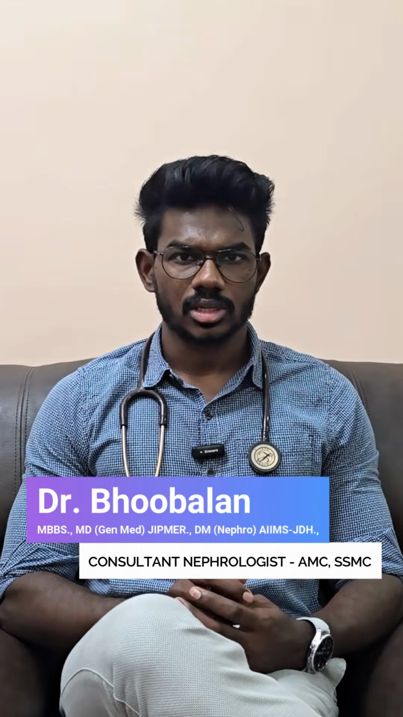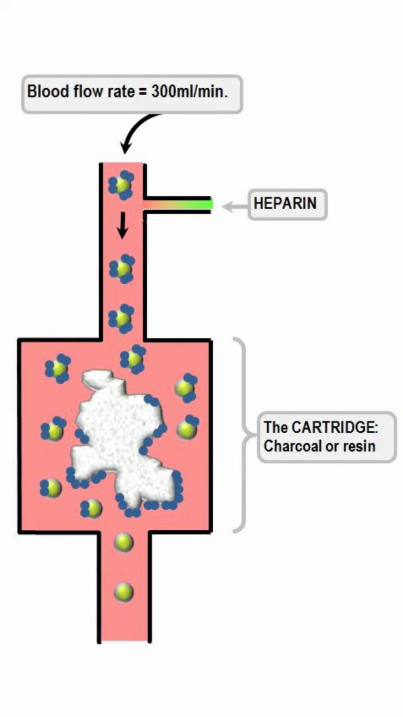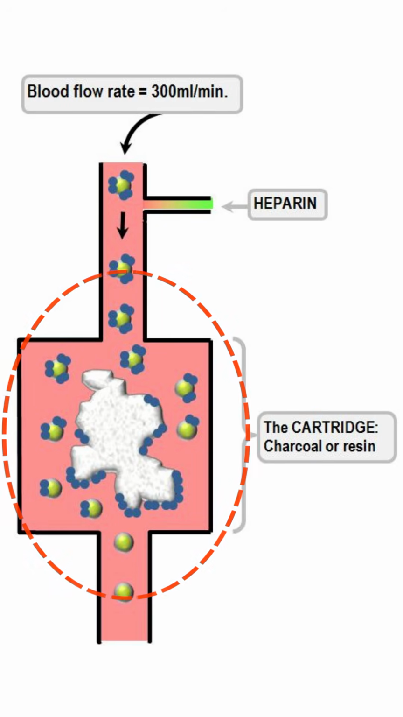Hemoperfusion is rare today. Here, there's no dialysate. Blood simply passes through a cartridge packed with adsorbent material. This is great for poisonings, but not for routine dialysis. And what we use every day is hemodialysis.